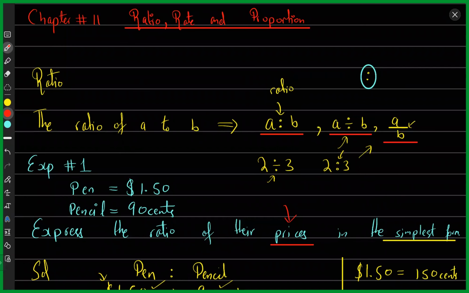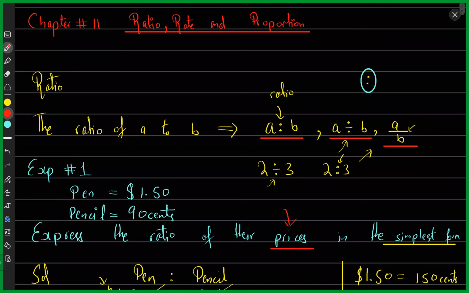Okay, so day before yesterday, we started talking about chapter 11, that is ratio, rate, and proportion. So far, we have discussed ratio. We have seen a few examples where we deal with ratio. Ratio, rate, and proportion, all of them are very, very related to each other. The idea more or less behind every question would be the same. It's just that every topic has one little thing in it that we need to understand.